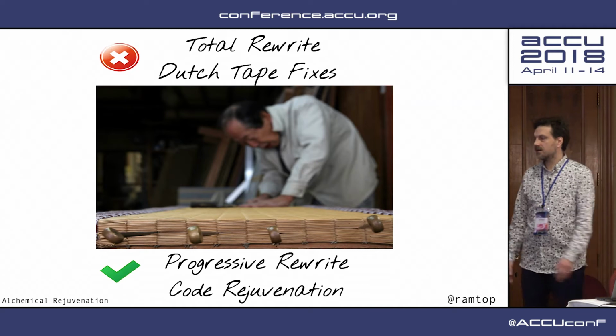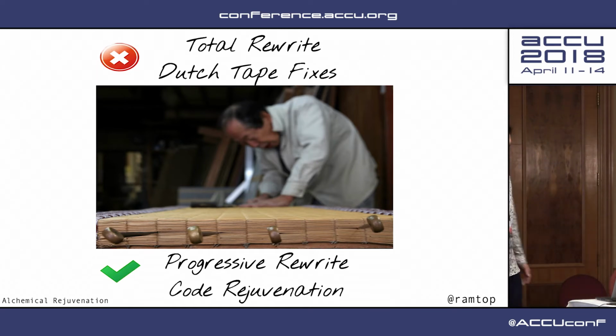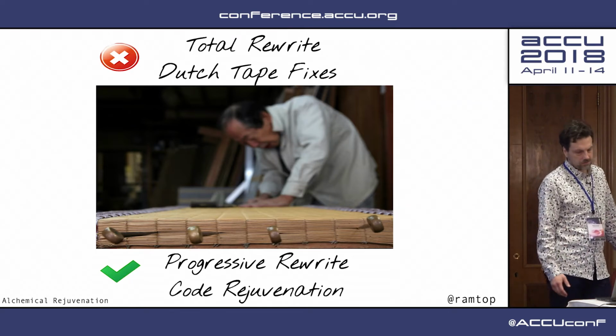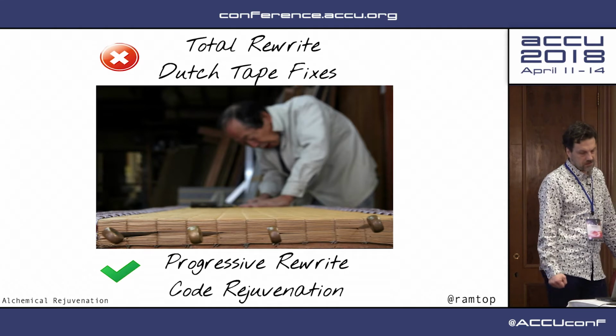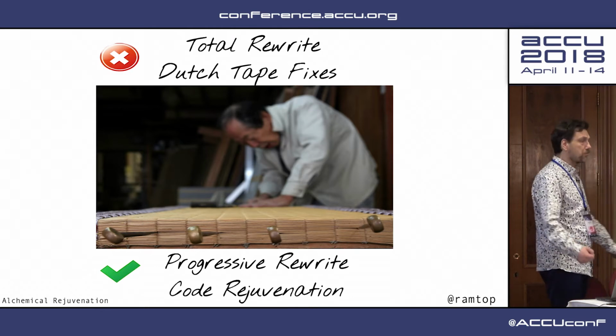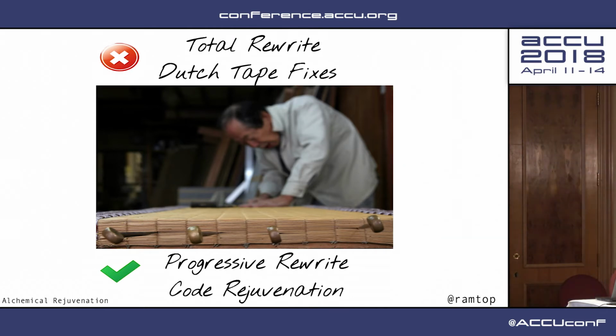So this is just an introduction of what we are going to do, but the idea is to try to avoid total rewrite and Dutch tape fixes. Instead, going to a progressive rewrite and the code rejuvenation. For progressive rewrite, what I mean is that instead of rewriting the whole application, you can start with a new application. Let's say you want to go from a monolithic Java application to, I don't know, microservices for whatever reason.